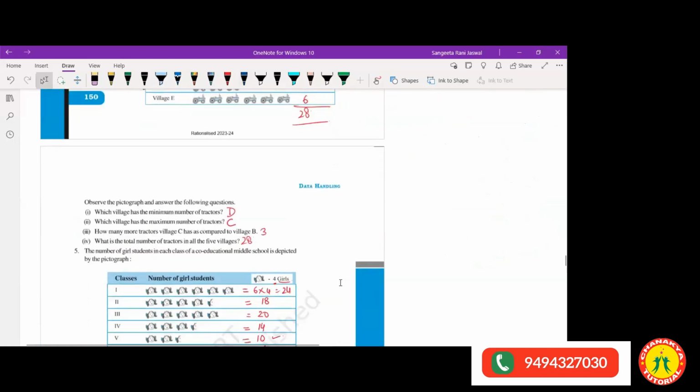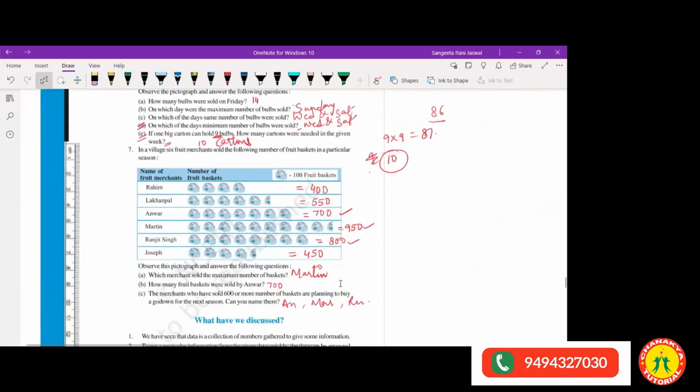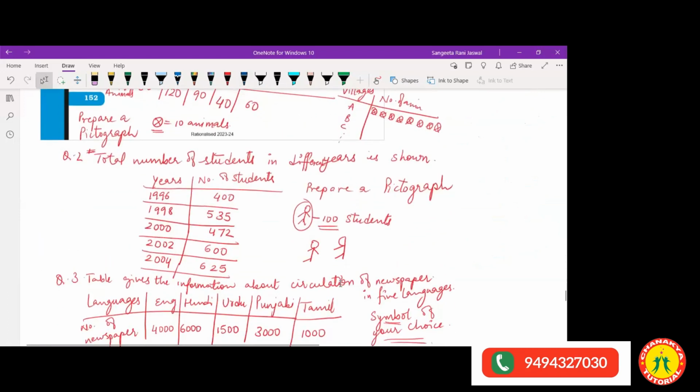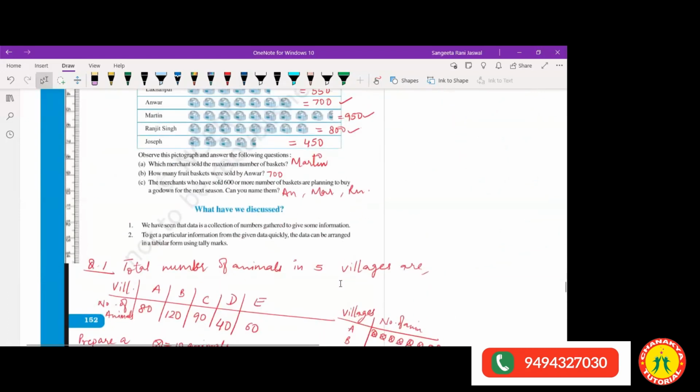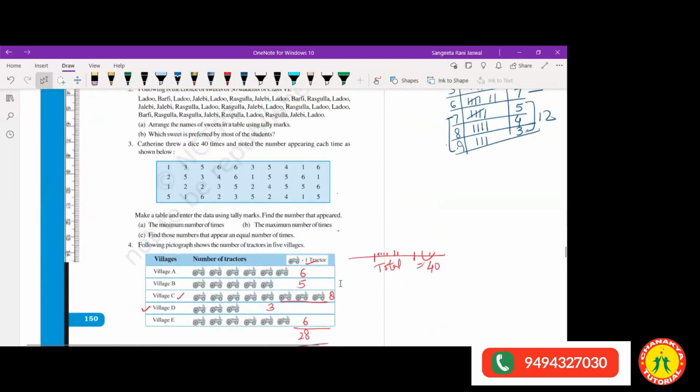Let's do making of pictograph. So only this much in this chapter, no? Bar graphs were not there in this. Okay, I'll give you a question. You do, okay? Make a pictograph.